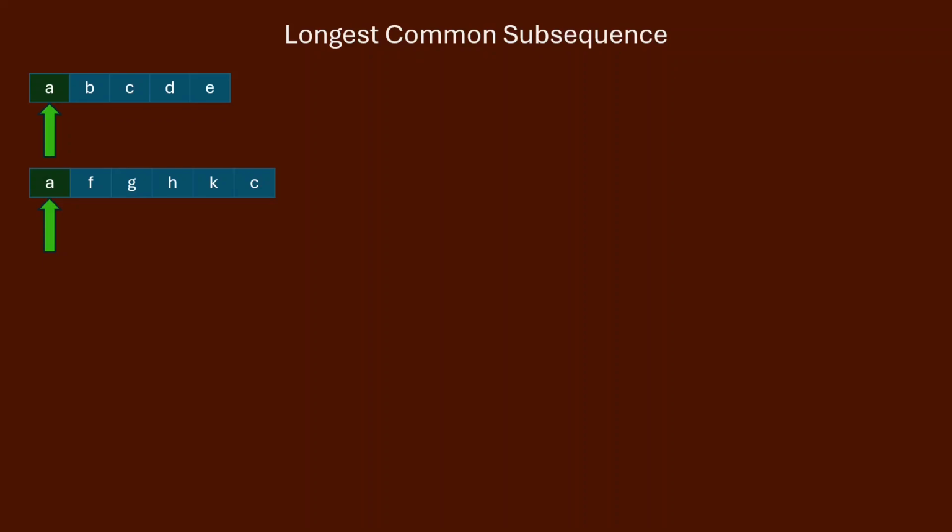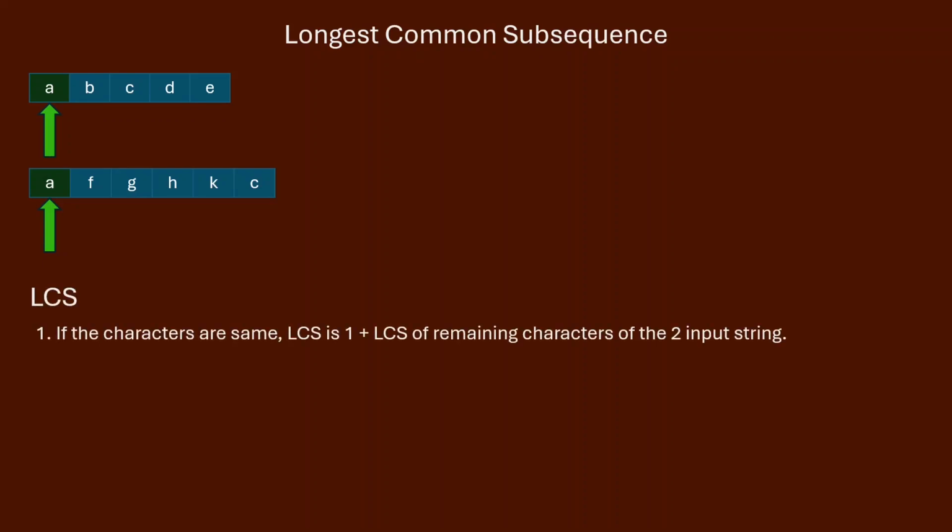If the two characters are the same, we're just going to adjust the pointer to the next characters of both the strings. So in this case, our longest common subsequence is going to be of length 1 plus whatever common subsequence that we can find from the remaining characters. So for example, in this case, the longest common subsequence is going to be 1 plus the longest common subsequence of the remaining characters. So we adjust the pointers of both the strings.